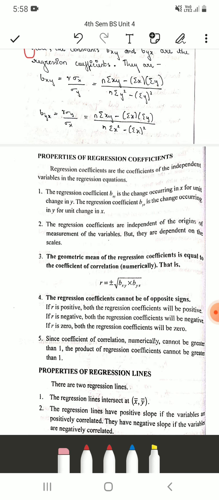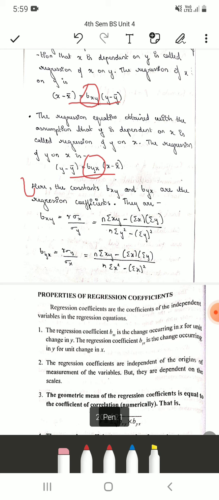Regression coefficients are the coefficients of the independent variables in the regression equations. So regression equations are these two. So we'll see the first property. The regression coefficient bxy is the change occurring in x for a unit change in y. Similarly, the regression coefficient byx is the change occurring in y for unit change in x.